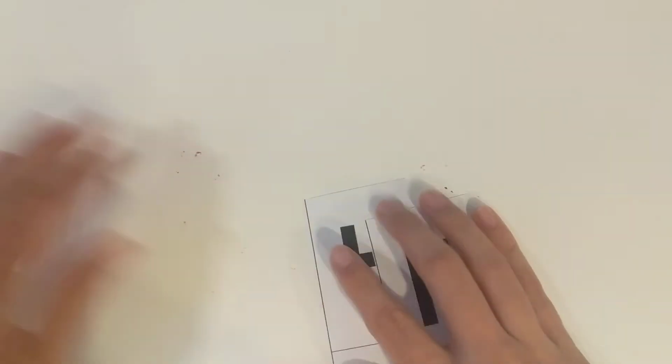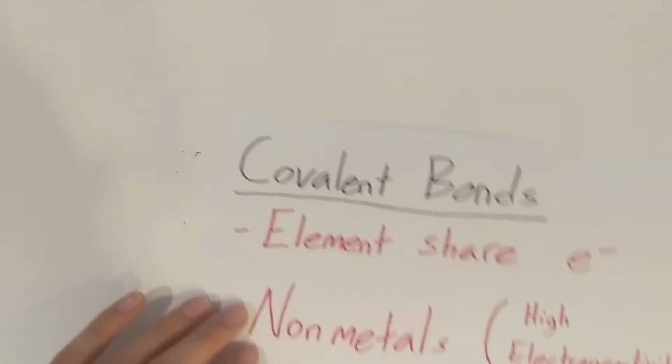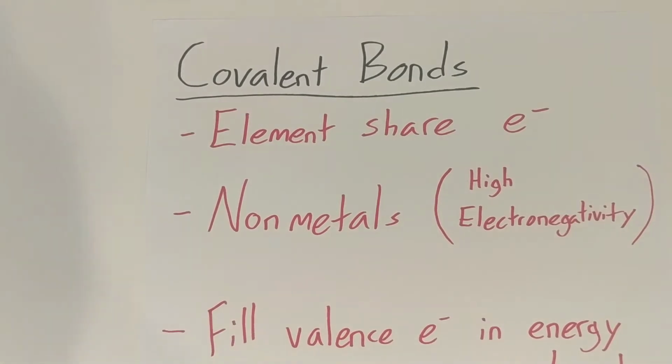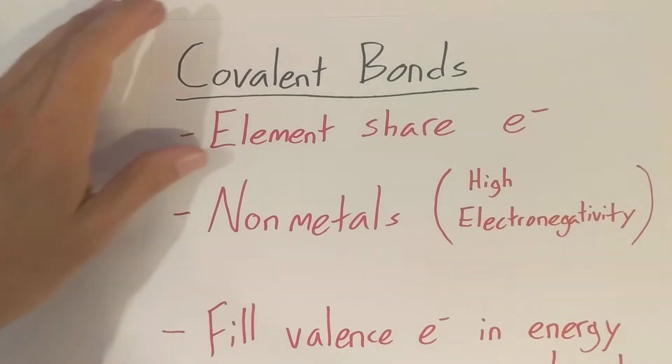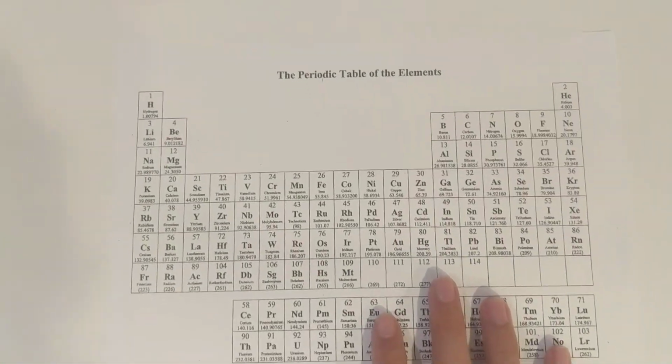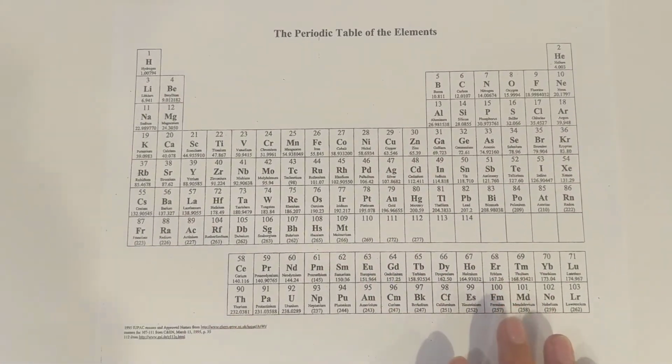So the next thing we need to know about covalent bonds is that covalent bonding only happens with our nonmetals. And that's because these elements need to have a very high electronegativity. So if we remember back to what electronegativity means, that means they want to take electrons. They want to increase their amount of valence electrons. So we could take a look at our periodic table and see where our nonmetals are that are going to be doing these covalent bonds.